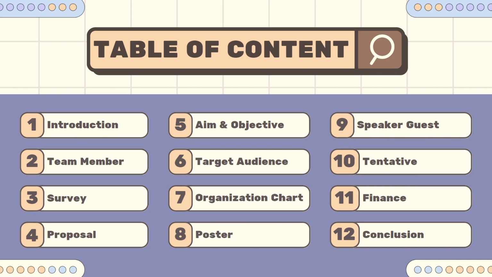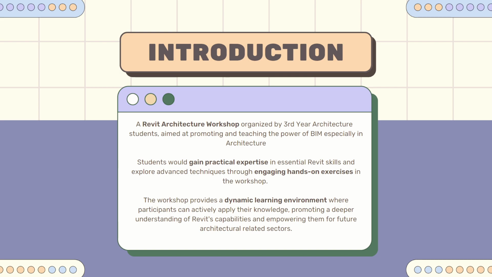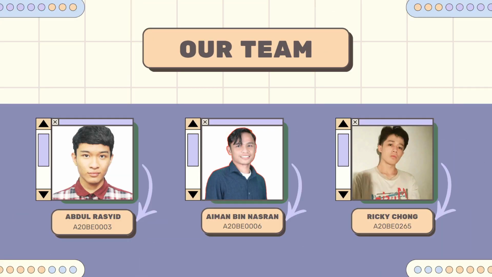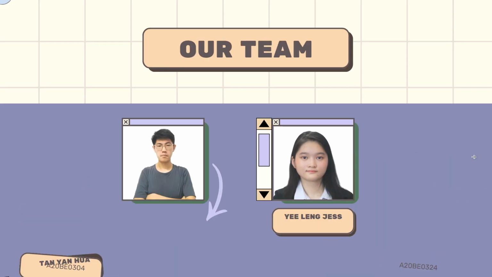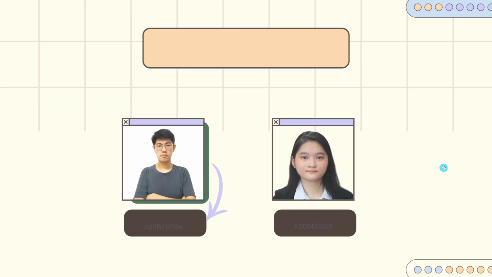This is the table of content of our presentation. The proposed program is RASYID Architecture Workshop organized by third-year architecture students. Students would gain practical expertise in essential RASYID skills, and the workshop provides a dynamic learning environment where participants can actively apply their knowledge. Our team's members include ABDUL, AIMAN bin NASRAN, CHONG, Tan Yang Hua, and LENG JESS, and I will pass to Chong to continue this presentation.